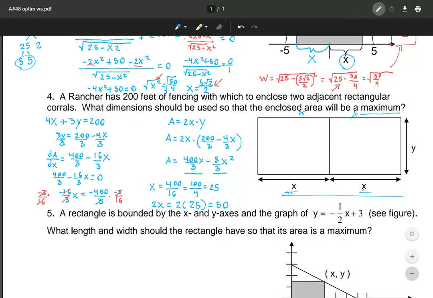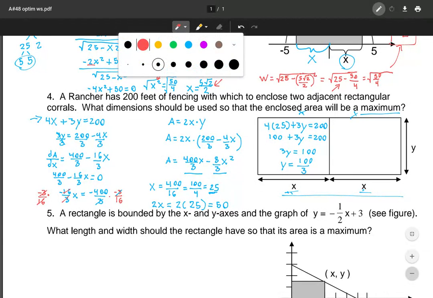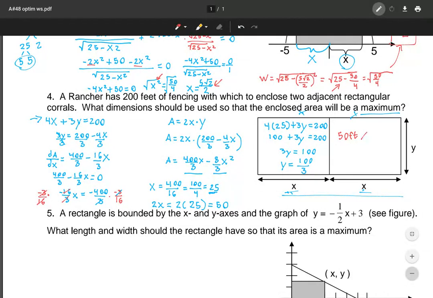And now I'm going to really use this formula to figure out what y is going to be equal to. Okay, so I'm going to write it on here because I don't have any more room here. I'm going to plug in a 25 for x. Whoops, I almost messed that up. So again, I'm plugging this in, and then I'm going to solve for it. So we have 100 here. This is 3y. This is 200. So 3y is equal to 100. So y is equal to 100 over 3. Okay, so my final answer should be that the dimensions of the maximum area enclosed should be 50 feet by 100 over 3 feet.